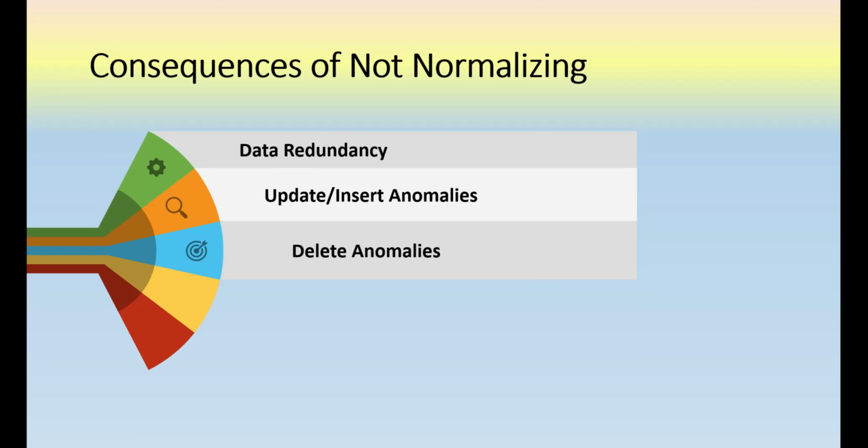And delete anomaly is also similar to update and insert anomaly. So deleting data can inadvertently remove other necessary data if the database is not normalized properly. For example, deleting the record of a student who is the only one enrolled in the course might also remove the course detail if they are stored together. Okay, got it, right? And complexity in data management.